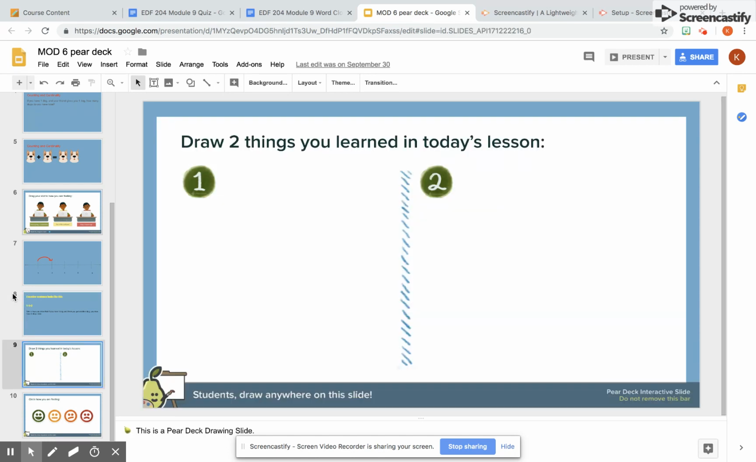Lastly, students are able to draw 2 things that they learned in today's lesson. So like before they were drawing 2 things they already knew, now they're drawing 2 things that they learned in this lesson. I really like this because they don't have to write anything out, type anything out, although those are good formative assessments. I think this is also a good way to mix it up.